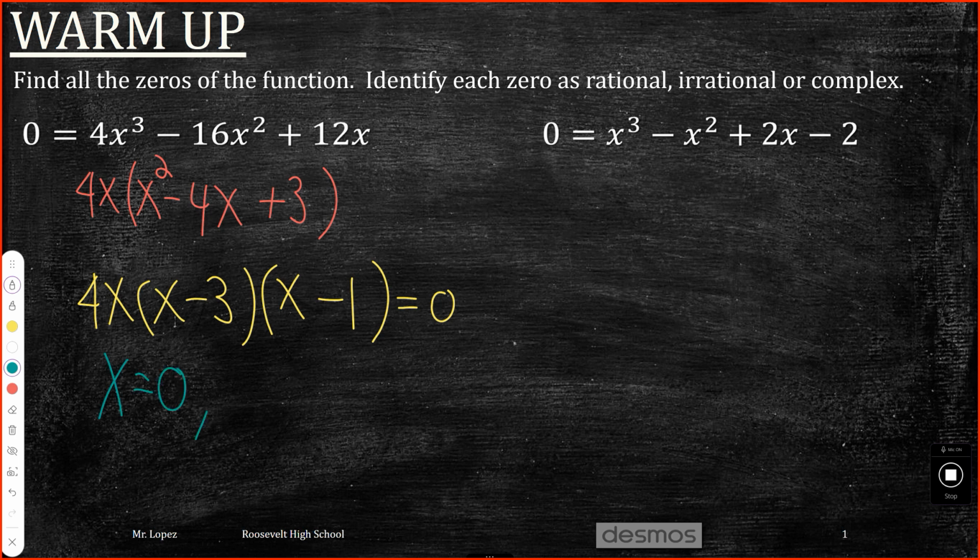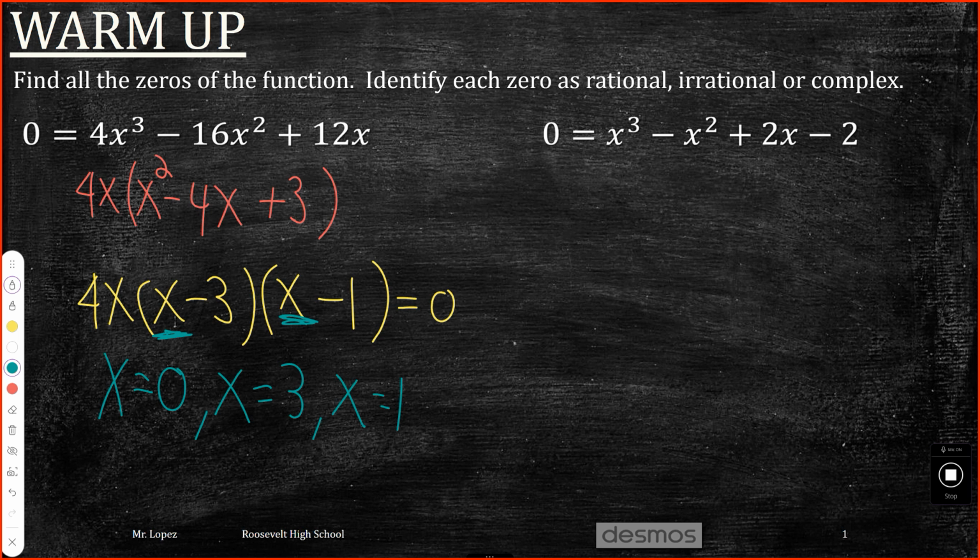What can I plug in for this x? What can I plug in here so that this quantity equals 0? Positive 3. Why? Because 3 take away 3 is 0, and 0 times anything is 0. So x equals 3. And what do I plug in for this x so that it works out to equal 0? x is 1. 1 minus 1 is 0. 0 times anything is 0. So x is equal to 1.